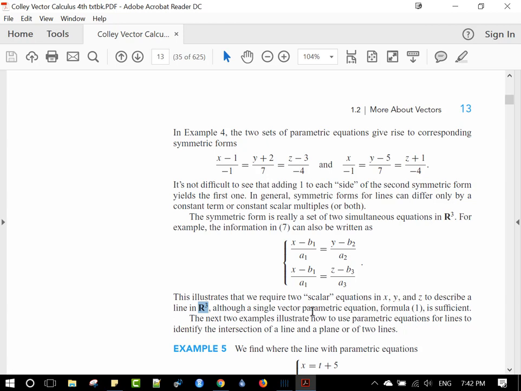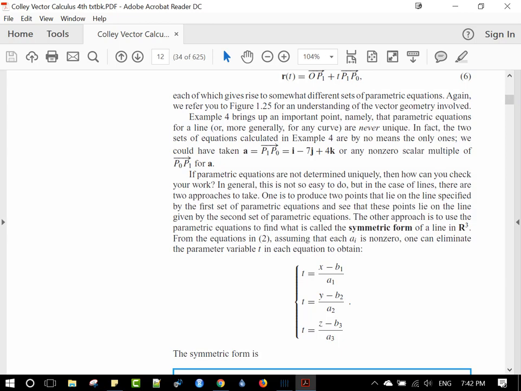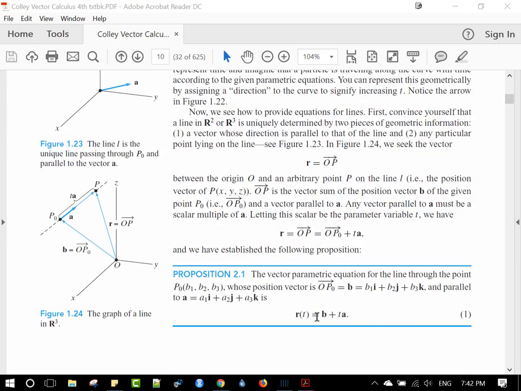vector parametric equation, we saw that before, a vector parametric equation was equation 1. This is a vector parametric equation. We only need one of those to describe the line. But if we're going to have scalars, not vectors, we're going to need two.